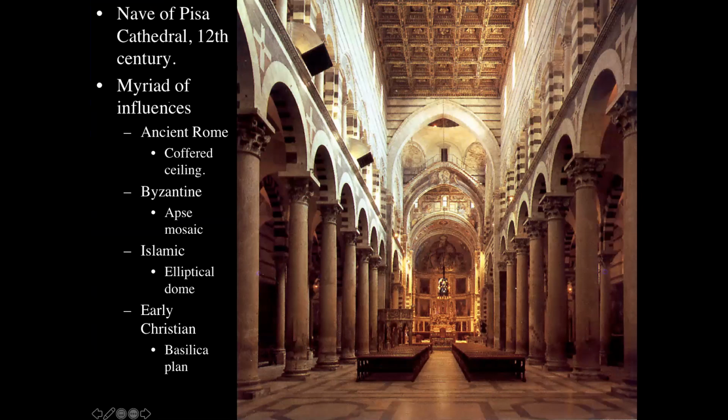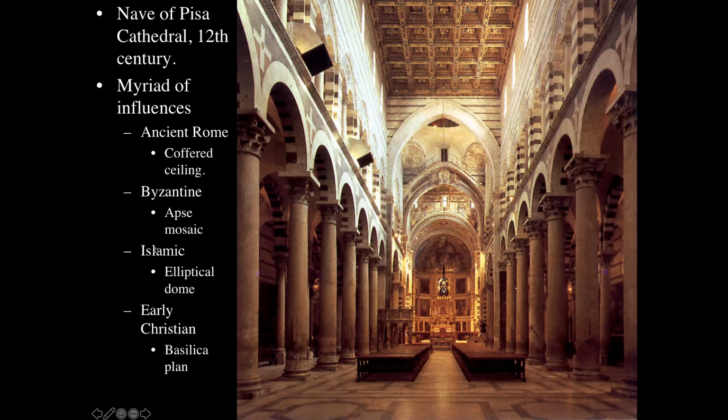So there's a myriad of influences, which is what you would expect from a trading power between Asia, North Africa, and Europe. So ancient Rome is pretty close by to Pisa and was once part of the Roman Empire. This coffered ceiling is how the one in the Pantheon would have looked, gilded. But in this case, it's wood. The Byzantine, we see the apse mosaics. So mosaics are tiny stones that make pictures.